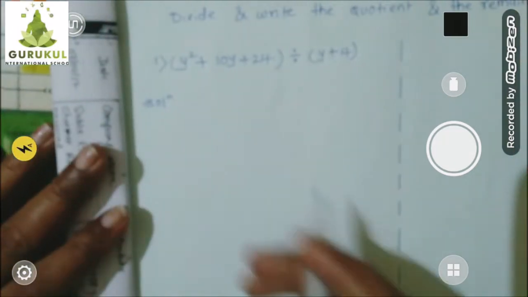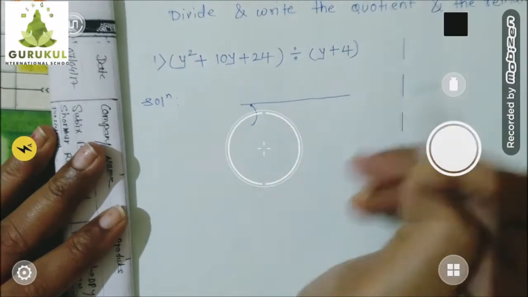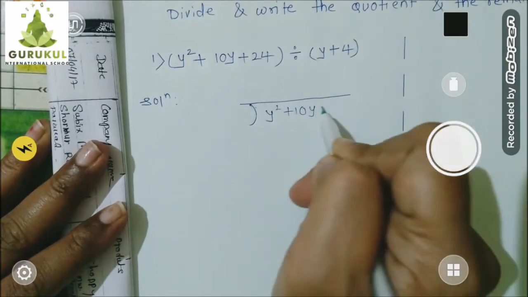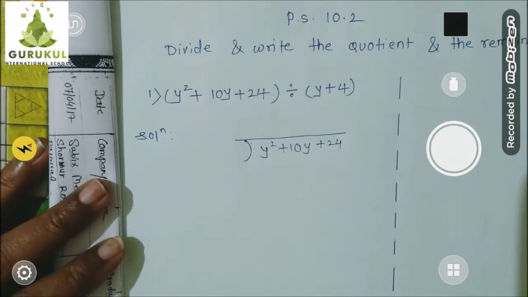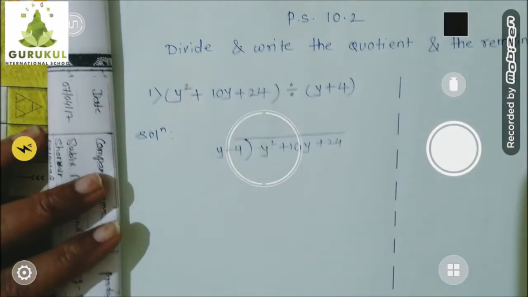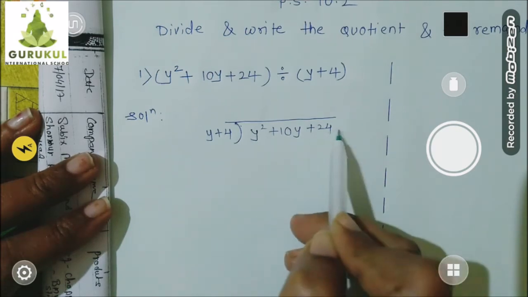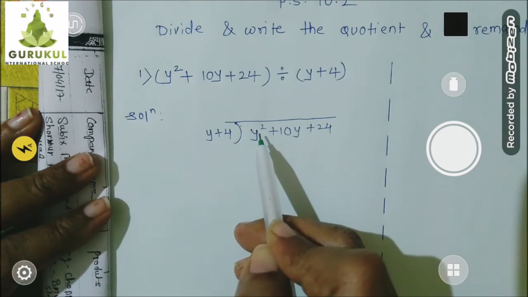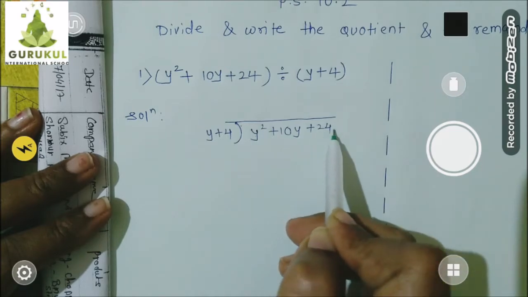Okay, so step number 1, write the dividend on the right side position and write the divisor on the left. One more thing, children, step 2, check whether the dividend and divisor both are arranged in descending order of power or not. As you can see, is this arranged in descending order of power?